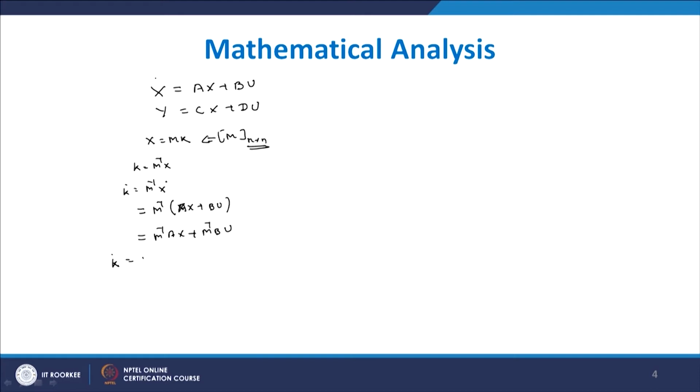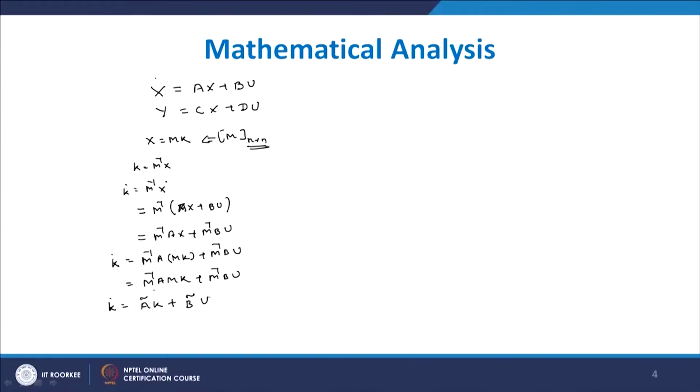We have to change it because we want a complete equation in terms of k, because k is the new state vector. Therefore, we can write k dot equals M inverse A, and what is x? x equals Mk, plus M inverse B u. We can write this as M inverse A M k plus M inverse B into u. Now this can be written as k dot equals A bar k plus B bar into u. Now we have an equation in terms of k dot, earlier it was in terms of x.